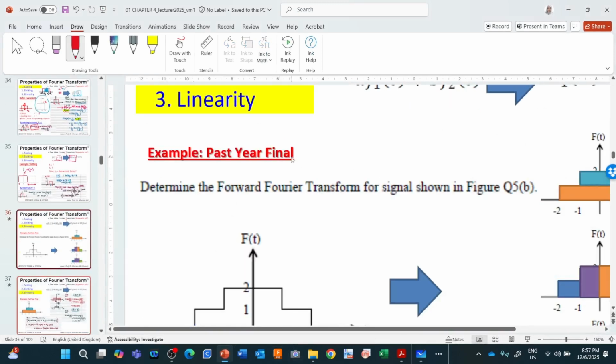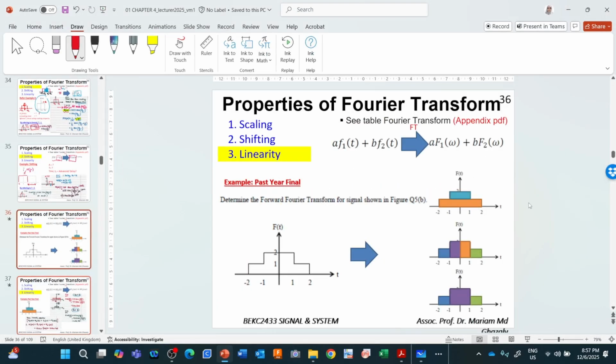Now we go to the interesting part, which is linearity. But before that, we take a break.